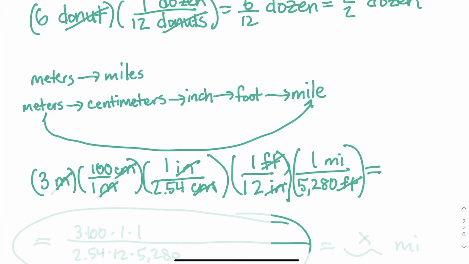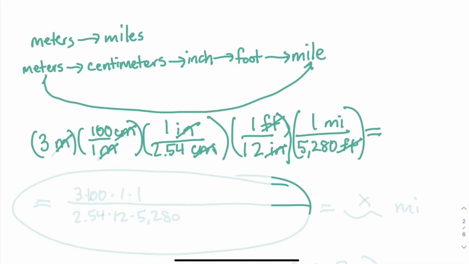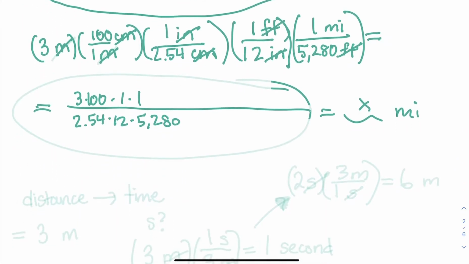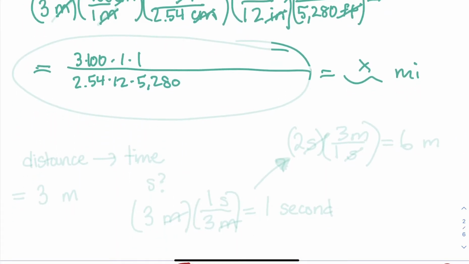So all that's left to do is just to multiply on top. I would basically say that 3 times 100 times 1 times 1, but you don't have to write that necessarily, over 2.54 times 12 times 5,280 would give us however many miles, so X miles. I'm not going to do that right now because I don't think that's a great use of my time, but that's how you would go about it. You could just plug this bad boy into a calculator.